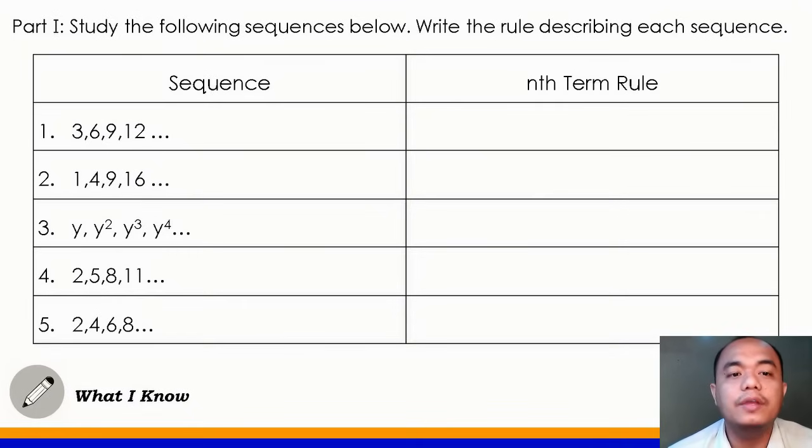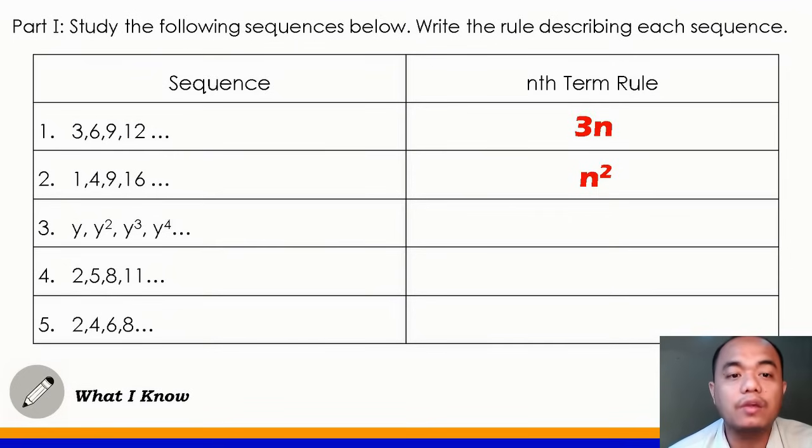Let's have number 1. 3, 6, 9, 12 is the sequence. What do you think is the nth term for this? Any guess? So the answer is 3n. We will find later on how we get 3n for number 1. Next, number 2. The sequence is 1, 4, 9, 16. What do you think is the nth term? The nth term is n squared.